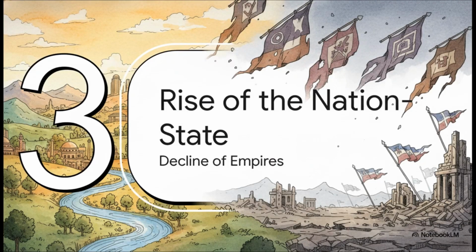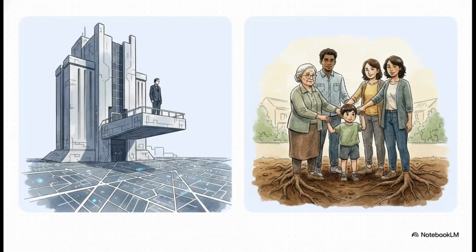Section 3. Rise of the Nation-State, Decline of Empires. As we step out of this utopian artwork and into the actual reality of the 19th century, we witness the sweeping decline of those multinational dynastic empires that had dominated Europe for centuries. During this era, a massive shift occurred, and it is absolutely crucial to distinguish between a modern state and a nation-state. A modern state had been developing in Europe for a long time.